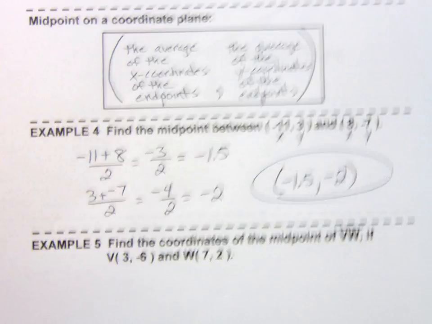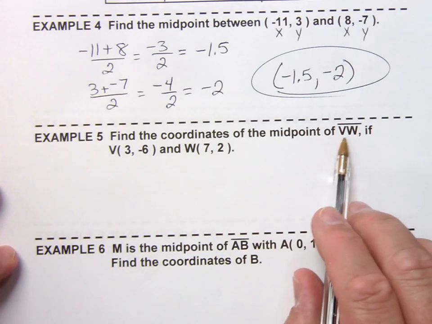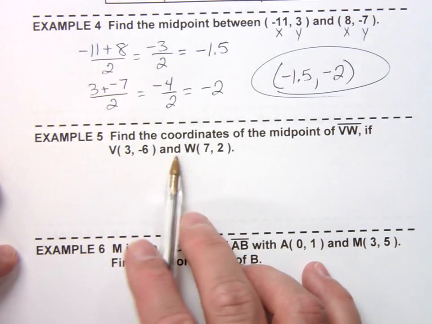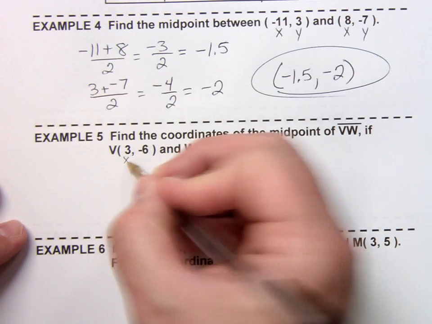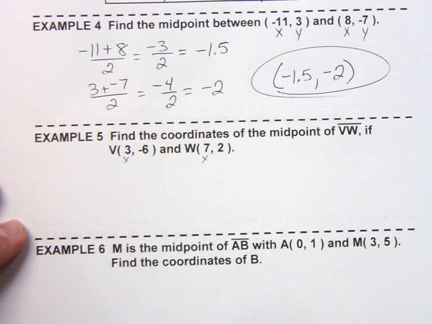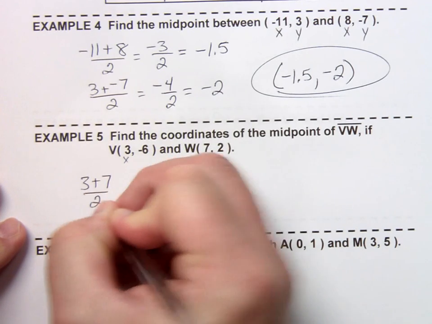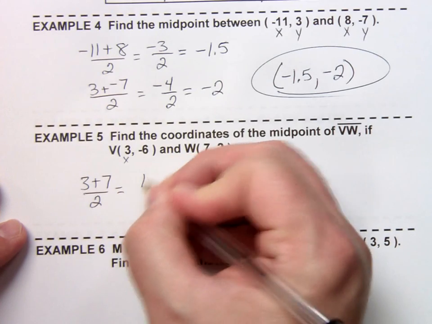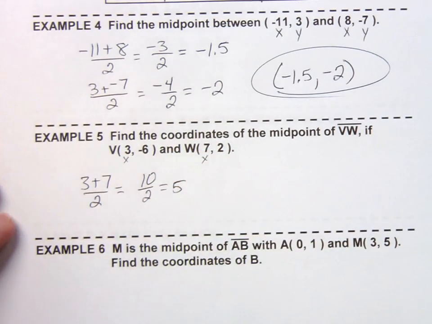All right, let's try example 5. Same process. Find the coordinates of the midpoint of line segment VW if V is at the point 3, negative 6 and W is at 7, 2. Let's start with the x coordinates, the 3 and the 7. We're just going to average those two numbers. So we add them together, and there's two numbers, so we're dividing by 2. 3 plus 7 is 10, and 10 divided by 2 is 5. There's our x coordinate for the midpoint.